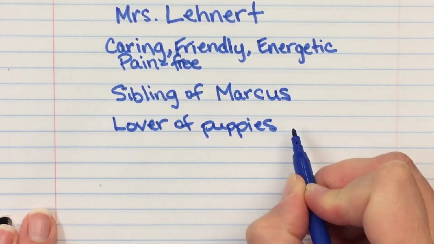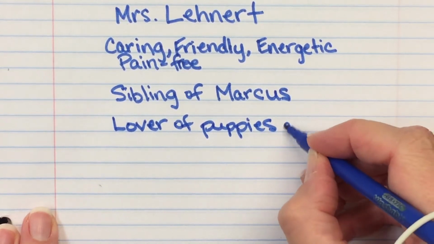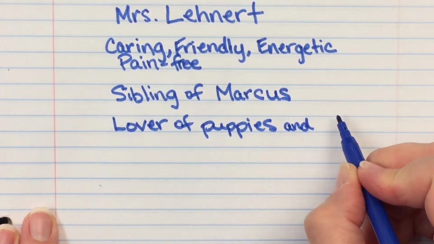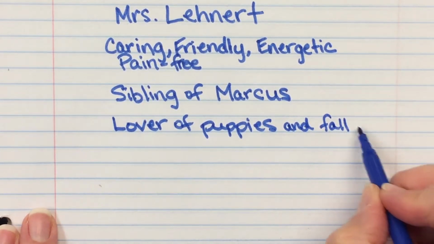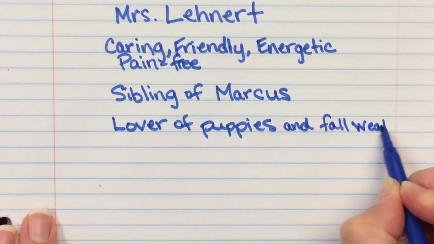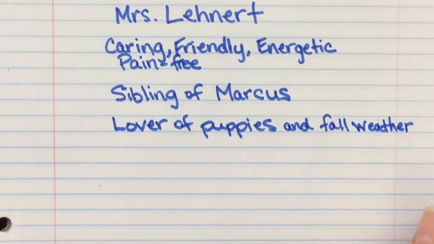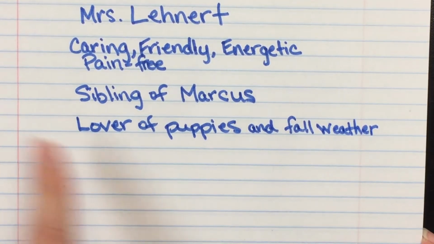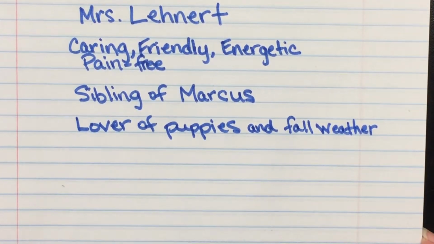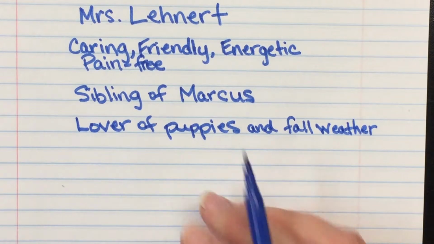And you're going to tell us two things. So I'm going to say puppies and fall weather. I love the fall weather. It's always getting a little cooler and drier. It's like one of my favorite times of year. So you are writing down two things that you love, and you're going to start it off by saying lover of.